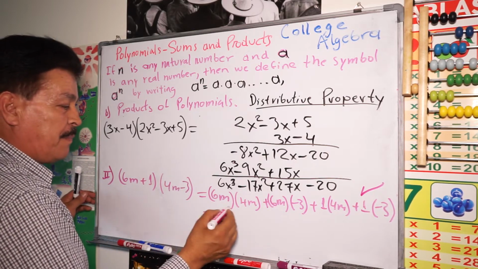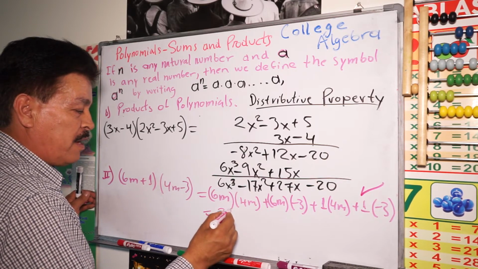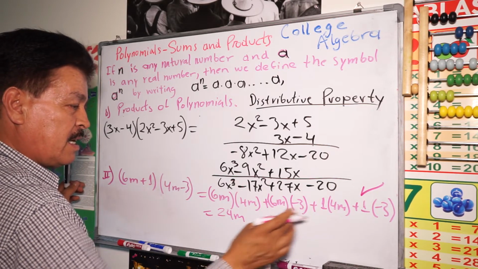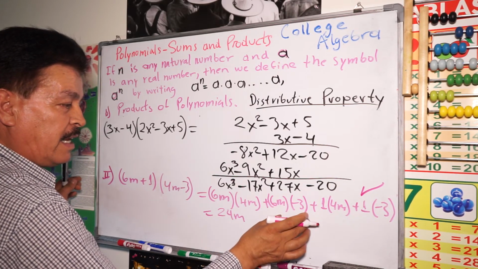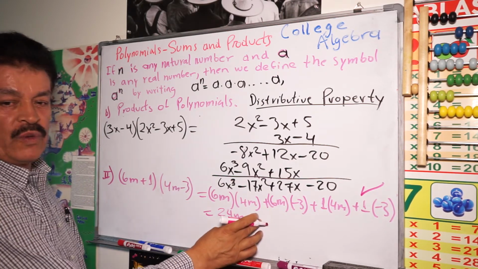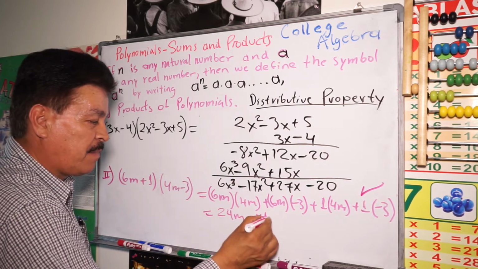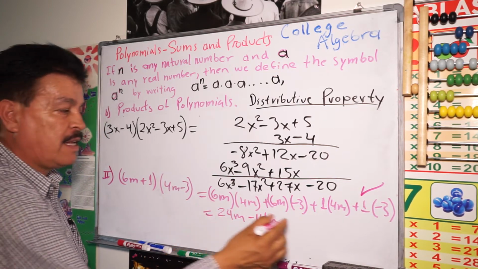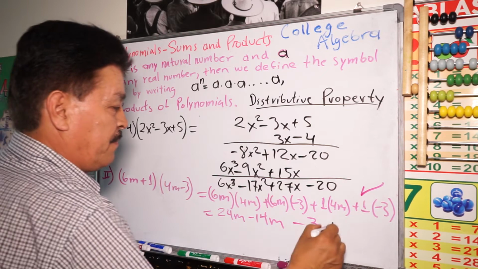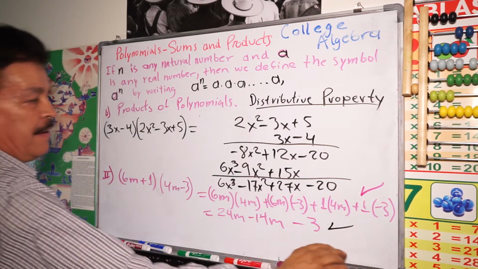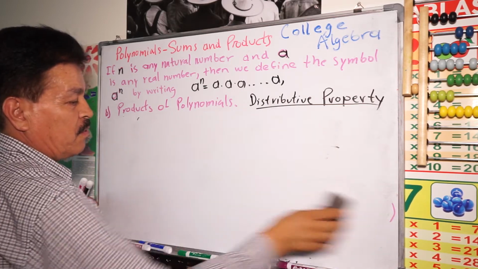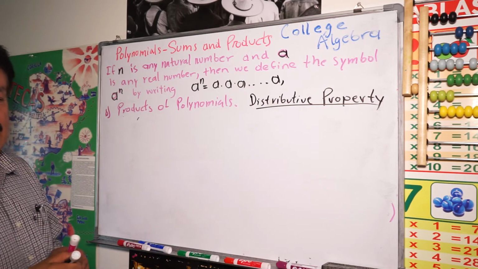You are going to have 24m squared, minus 18m, and plus 4m, which is going to be negative 14m. You simplify, right? Minus 3. See? This is the right answer here. All right, let's do one more, some to remember problems like this.